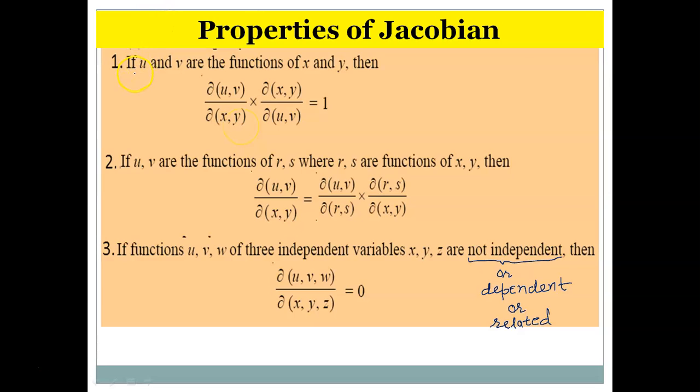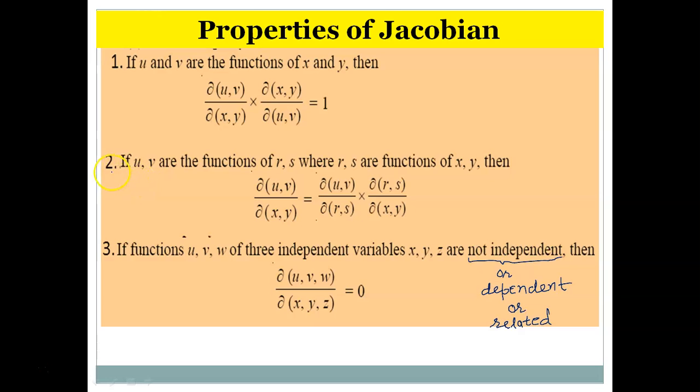If u and v are the functions of x and y, then ∂(u,v)/∂(x,y) multiplied by ∂(x,y)/∂(u,v) is equal to 1. So this is the first property.